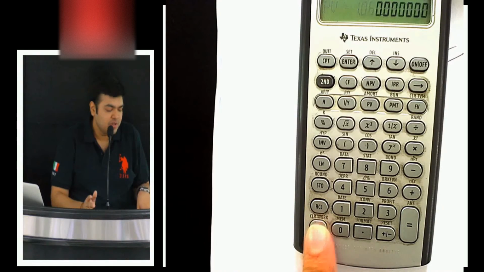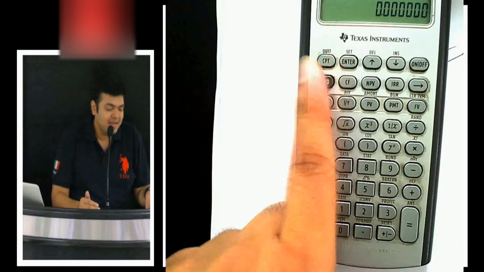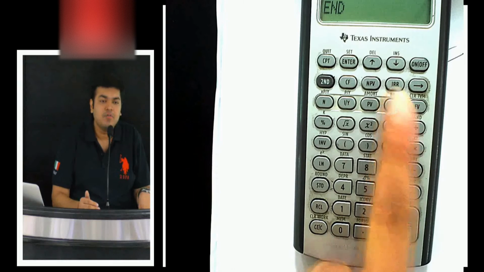Everybody comfortable till here? The next portion is your annuity portion, wherein I'm expecting the cash flows to be occurring at the beginning of the period. Say for example, if the cash flows are occurring at the beginning of the period and you want to calculate the value, in that case, you have to set the calculator for a beginning mode.